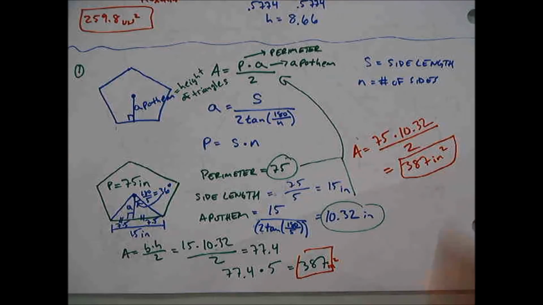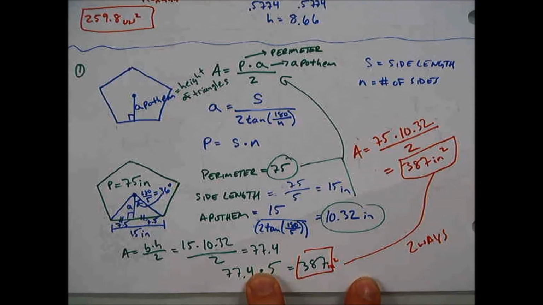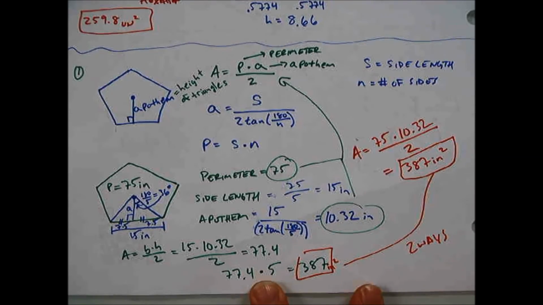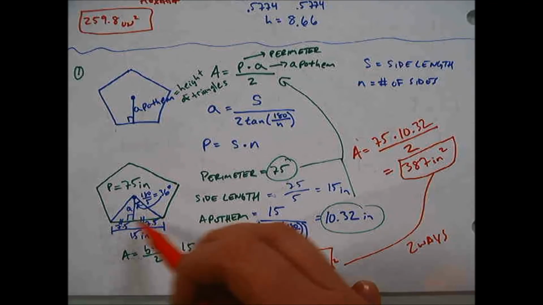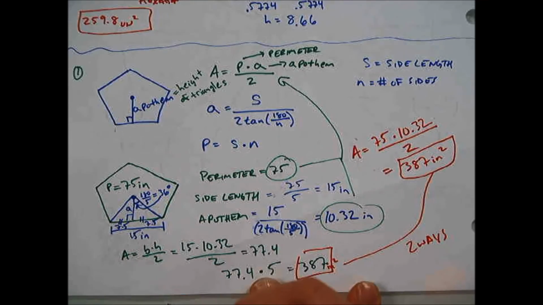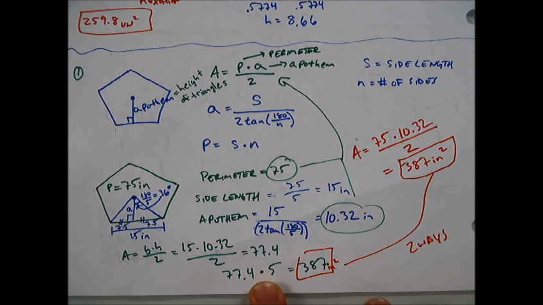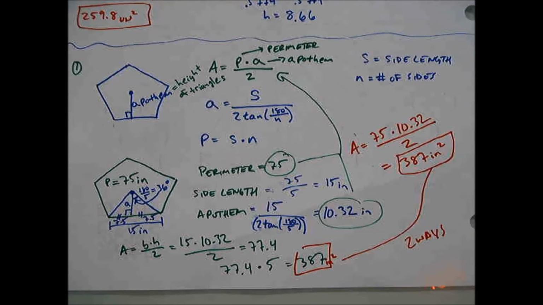So there's 2 ways that we can get this answer. But we get the same answer either way. So if you prefer to think of it as triangles, finding the area of one triangle and then multiplying it by 5, you can. Or if you prefer to think of it as perimeter times the apothem divided by 2, you can do it that way too. It doesn't really matter which way you do it.